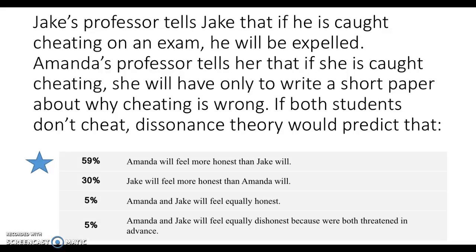So Jake's professor tells Jake that if he's caught cheating on an exam, he will be expelled. Amanda's professor tells her that if she is caught cheating, she will have to write only a short paper about why cheating is wrong. If both students don't cheat, dissonance theory would predict that... and then we have a list of options. Right away, the problem with this question that I got a lot of questions about was, why is anybody feeling dishonest if they're not cheating? Like, they didn't actually end up cheating.